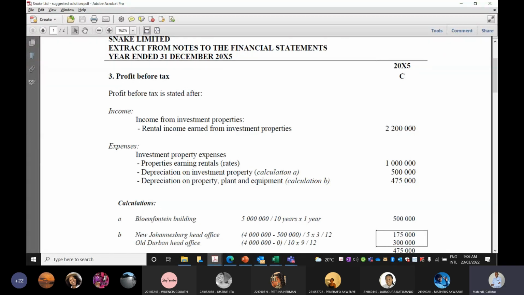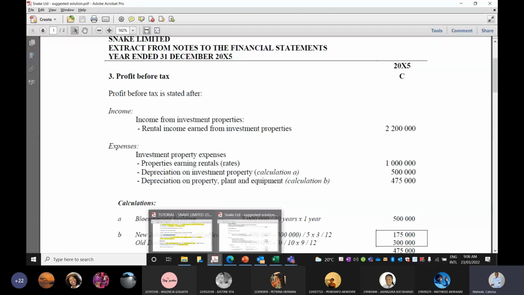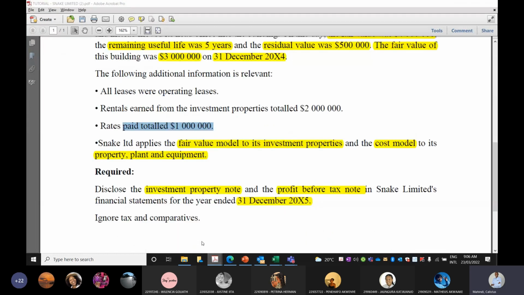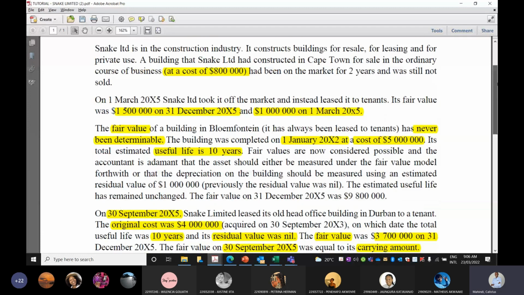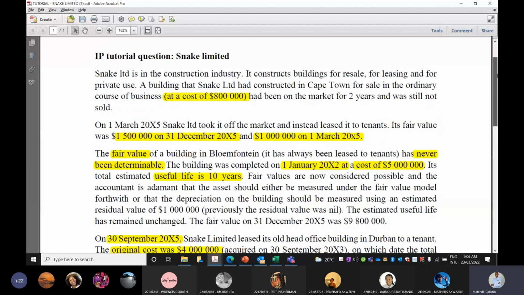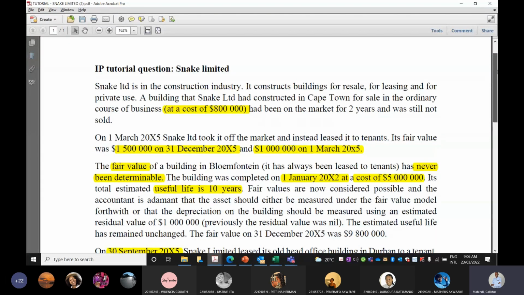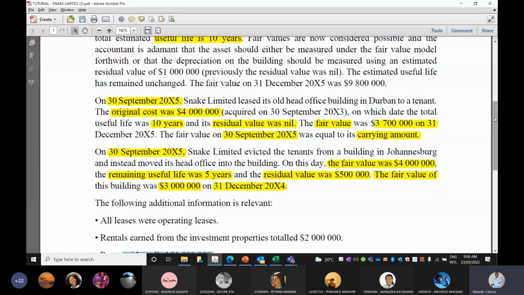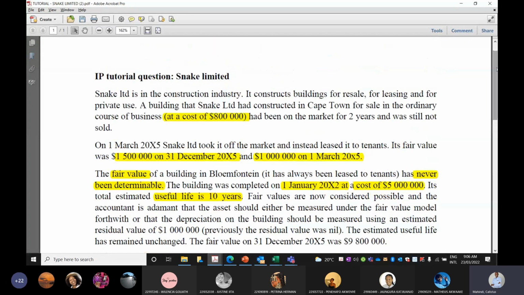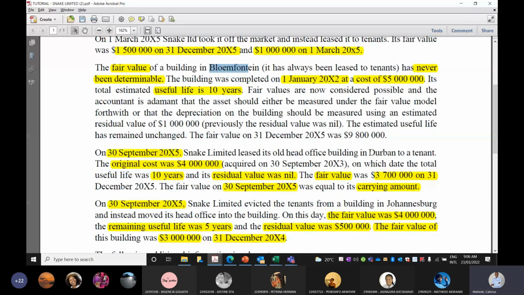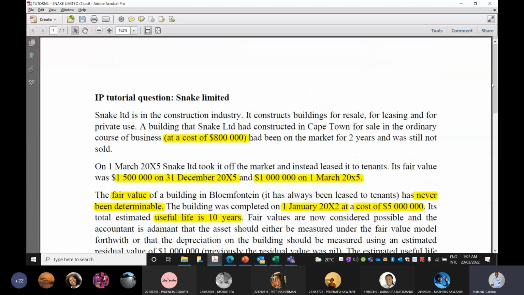Okay. Now let us go and deal with the question. Since we had a lot of items in this question, we have to look at it one by one. And what this question did is that it divided different properties. First, we had a property in Cape Town. That was the first property. Then we had a property in Bloemfontein. And then we had another property that was given, a property in Durban. And we had a property in Joburg. Okay, so let us deal with each property separately first of all.